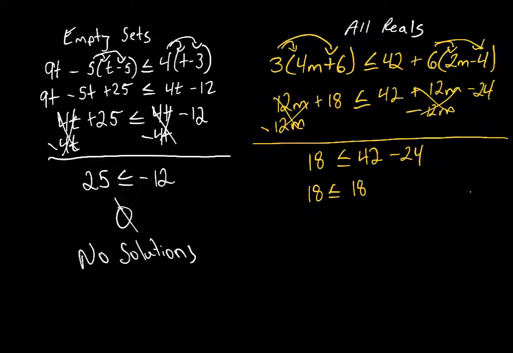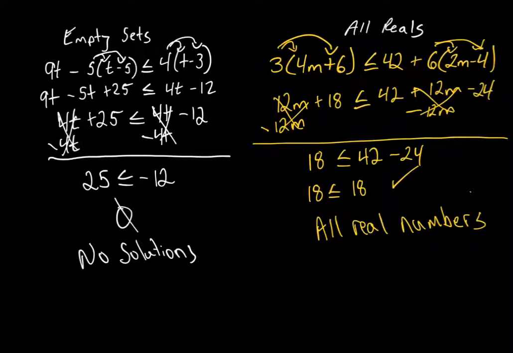And now we have to look at this. Is 18 less than or equal to 18? Well, the first part, 18 is not less than 18, so that's false. But 18 is equal to 18. And so this checks out, and all real numbers would be your answer. Any number that you put in for your variable m would work. All real numbers.